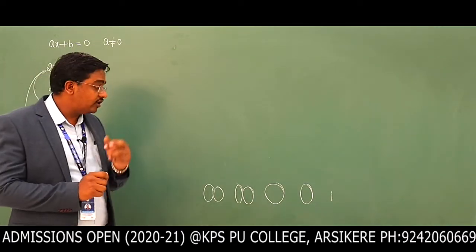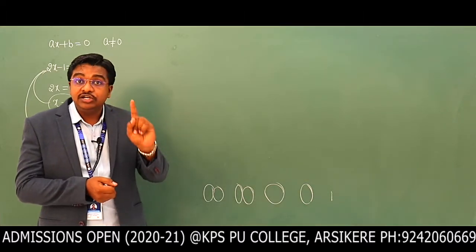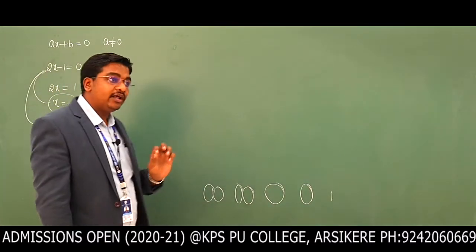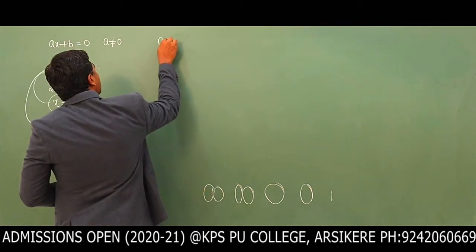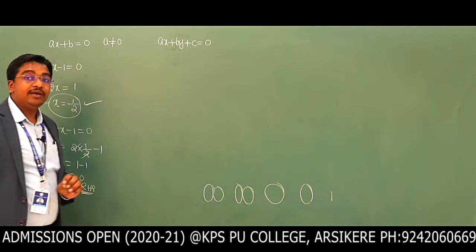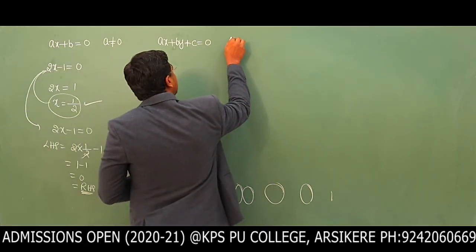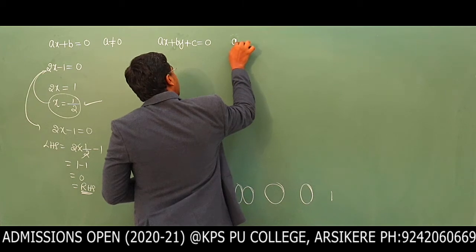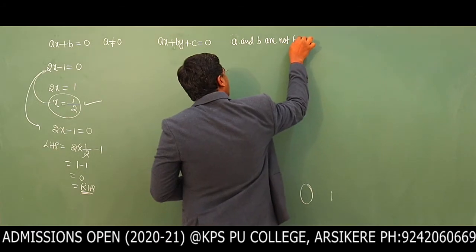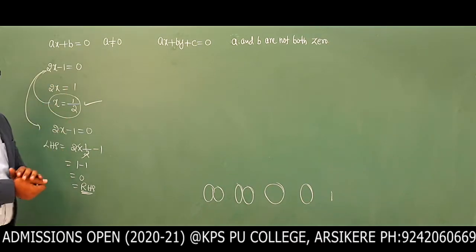But in this class we are going to discuss two equations with two unknowns. First I would like to discuss the general form of a linear equation in two variables. What are the variables here? x and y. The general form is ax plus by plus c is equal to 0, where a, b, c are constants, they are real numbers. And remember, a and b are not both 0. They are not simultaneously 0.